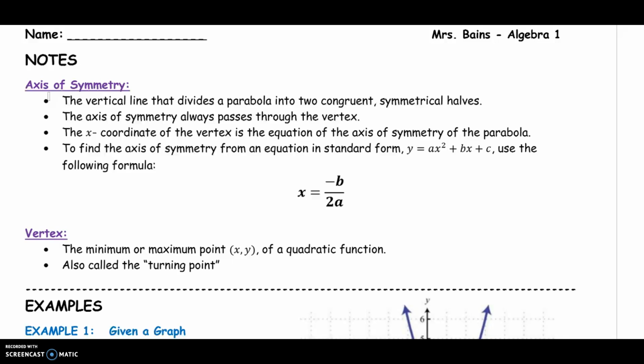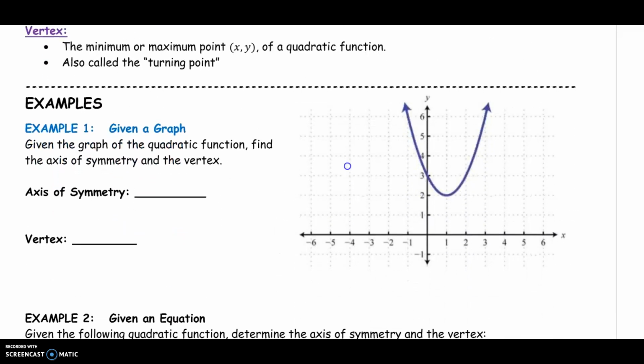So we're going to start by looking at a graph to refresh our memory about what the axis of symmetry is. The axis of symmetry is the vertical line that divides a parabola into two congruent and symmetrical halves. Okay, so if we take a look at the first example, we have our parabola on the graph. And if I draw a line through the center of it, I can split this parabola into two symmetrical halves. Okay, so that line is our axis of symmetry.